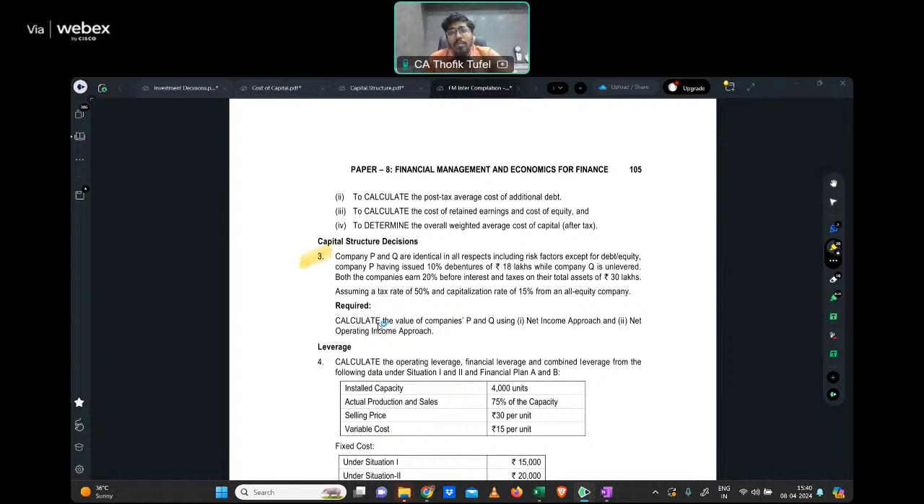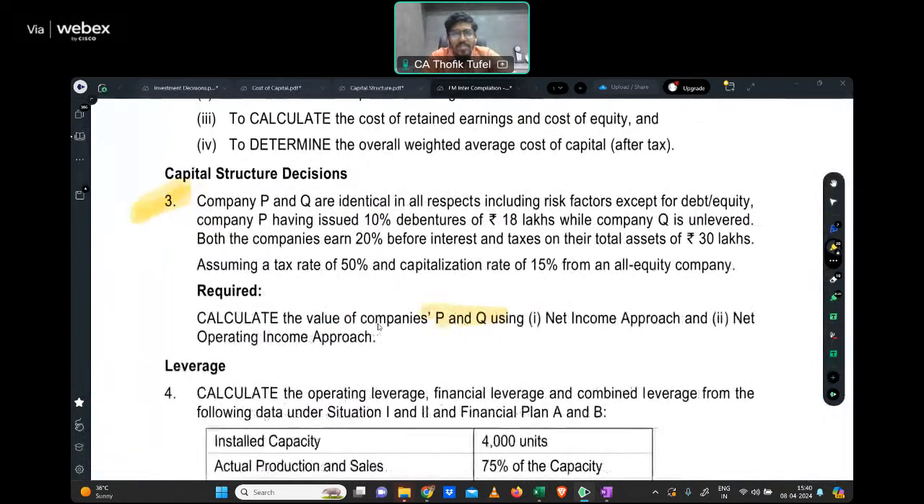Here, they're asking net income approach and net operating income approach for both the companies. So company P and company Q are identical in all aspects, except for net equity. Company P is having 10% debentures of 18 lakh rupees, while company Q is unlevered. Unlevered na no leverage, no debt. Both the companies earn 20% before interest and taxes on their total assets. So their EBIT is 20%. So 30 lakh into 20% is 6 lakh rupees, their EBIT.